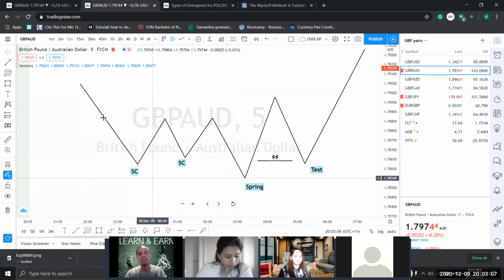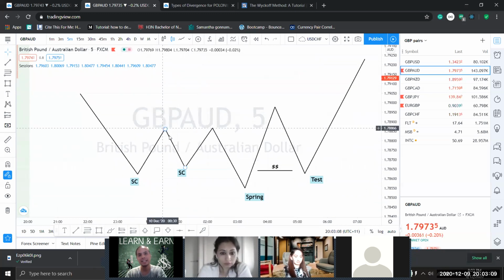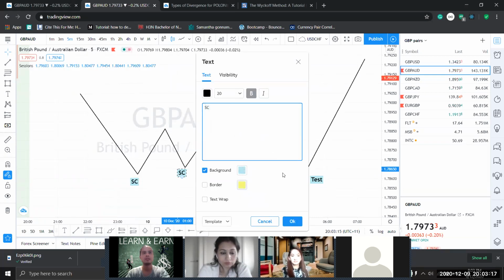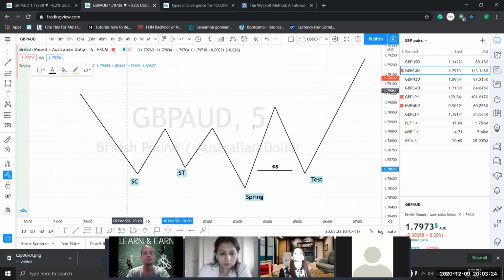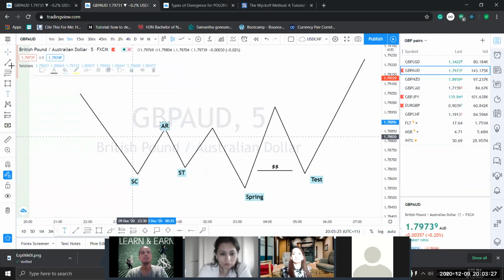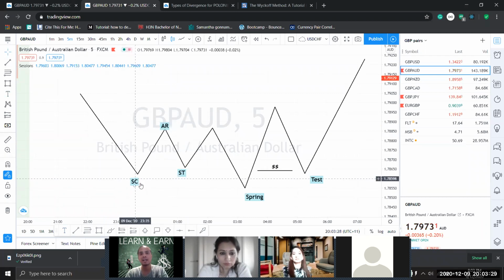When this happens, this is the scenario of a double bottom. This means the seller's climax, this is a secondary test, automatic reaction. The SC means seller climax. That means the sellers are taking profit. And again, when the seller's climax happens, you will have your automatic reaction. Your automatic reaction will drive the price up.